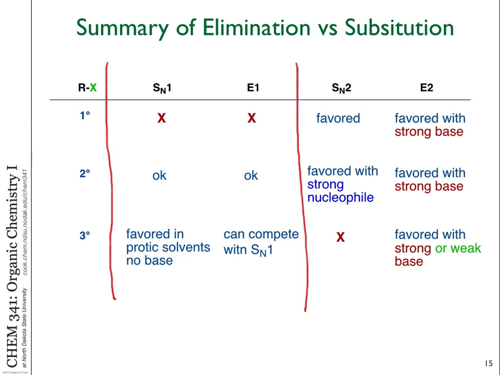Okay, so if we have really unhindered systems, or primary substrates, the good news is you're never going to form carbocations. No carbocations. So SN1 and E1 mechanisms aren't going to be possible with a primary substrate. And so you're left with, well, we need to figure out how to control SN2 versus E2. Both of those could be favored.